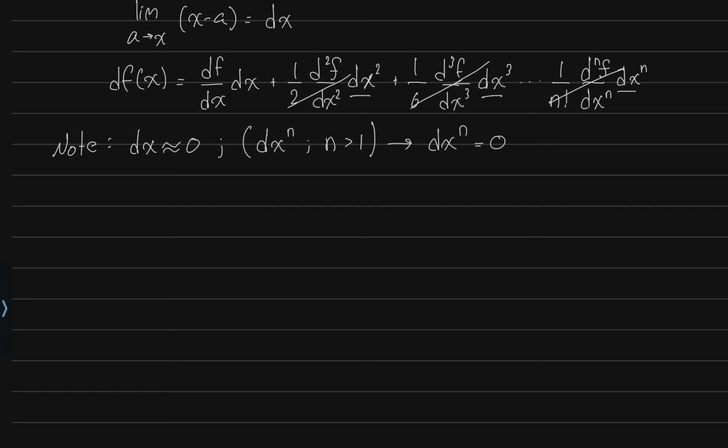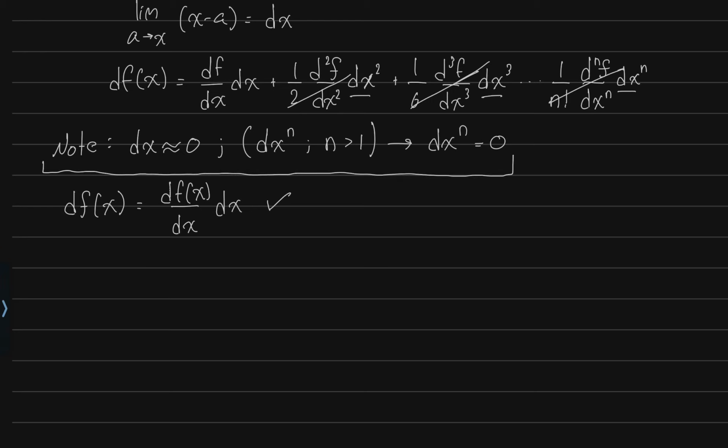So essentially, what we have in the end is df, which is a function of x, equal to the derivative of f of x times dx, which is a true statement. Now I want to focus on this just to foreshadow a little bit. I said when n is greater than 1, dx to the power of n is equal to 0.